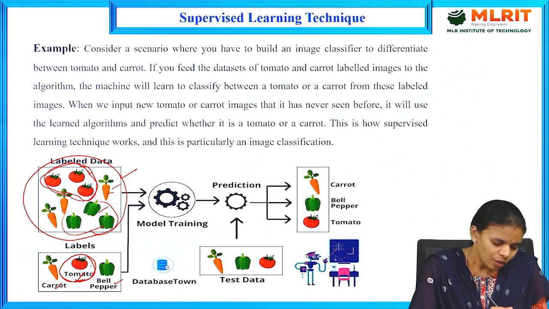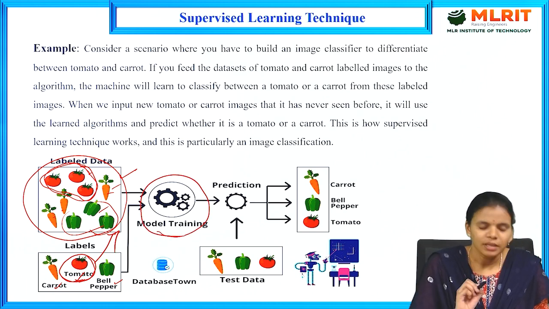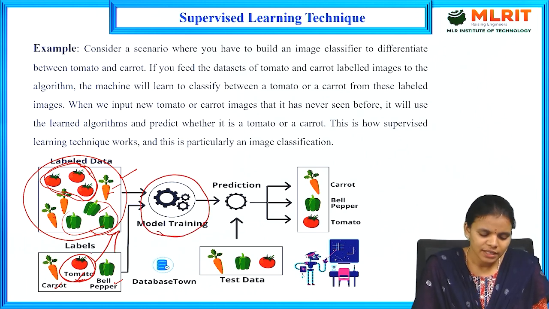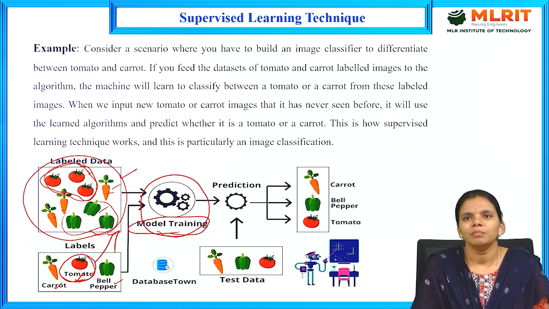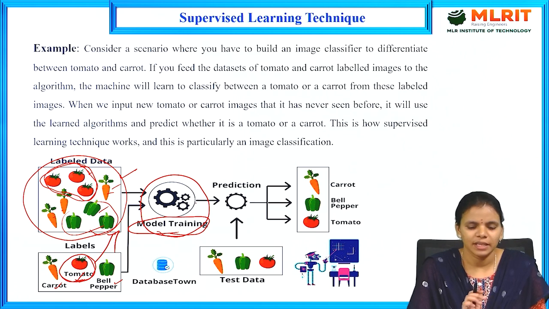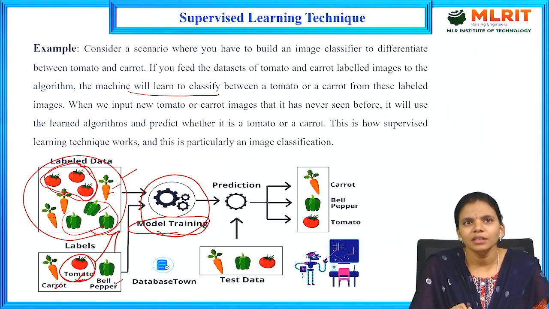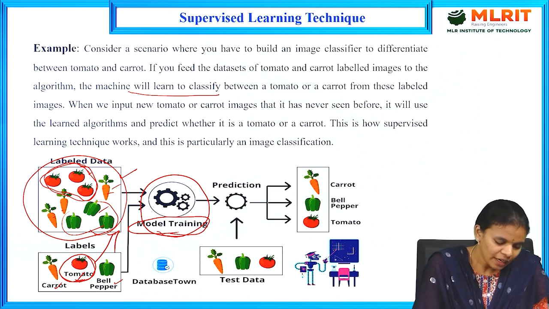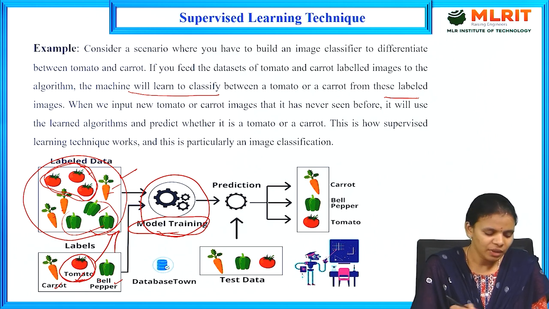Now this labeled data set is given to train our system. This labeled data set is given to the machine to train and to build the machine learning model. Now, being trained by using this data set, the machine will learn to classify between different images from these labeled data points or labeled images.